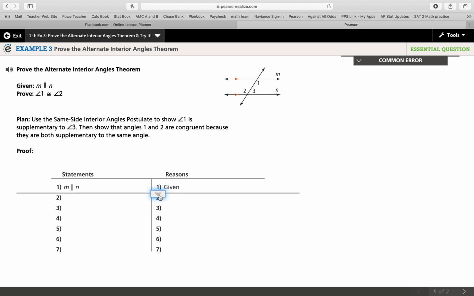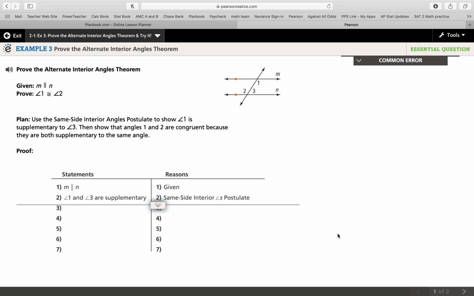Okay, so let's talk about angles 1 and angle 3. They are same side interior, so therefore angle 1 and angle 3 must be supplementary. Since they are supplementary, that means they must add up to 180 degrees.